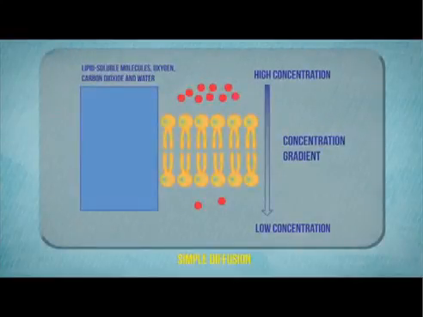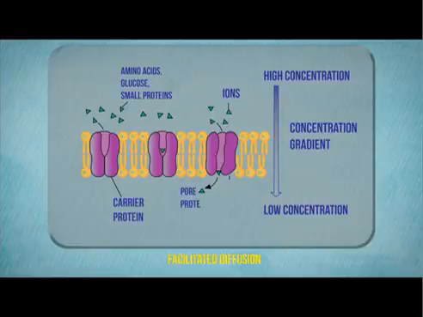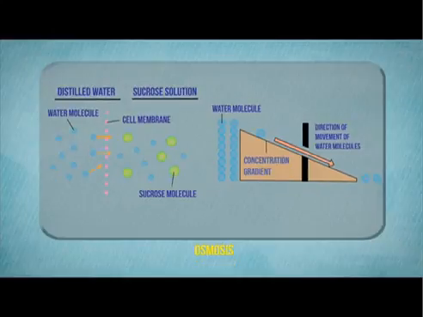In simple diffusion, substances move across the phospholipid bilayer of the plasma membrane down the concentration gradient until an equilibrium is reached. Facilitated diffusion occurs when substances are being transported down the concentration gradient with the help of carrier proteins or pore proteins. Osmosis is the diffusion of water molecules from a region of higher water concentration to a region of lower water concentration across a semi-permeable membrane.